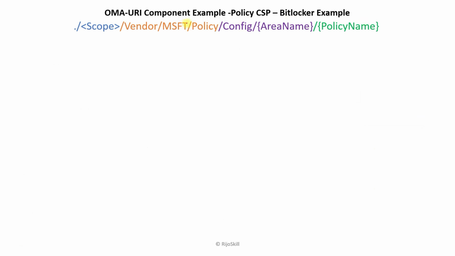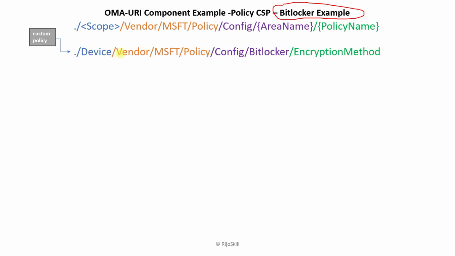Next we will discuss an OMA-URI example policy. We will use one of the policies, a BitLocker example. Okay, so this is our OMA-URI value. So how can we use BitLocker in this example? Now you can see this is your custom policy for BitLocker encryption. You can see this custom policy: device, vendor, MSFT, policy, configuration, BitLocker encryption method.